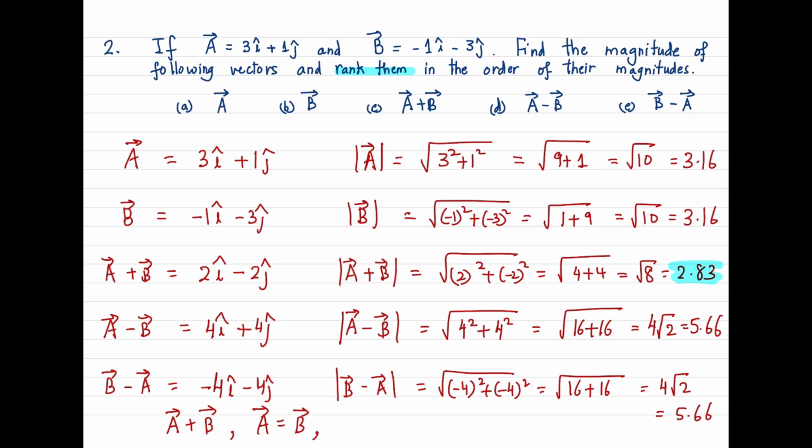And then the highest value is for A minus B and B minus A, the highest magnitude. They both have the same and they have the highest magnitude. So A minus B, the magnitude is equal to B minus A. So let's just put them in the absolute value to show that it's the magnitude which we are talking about.